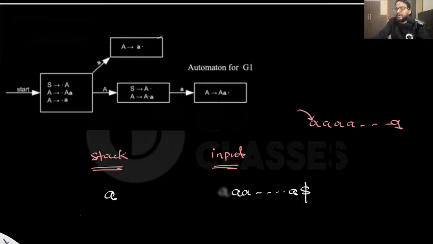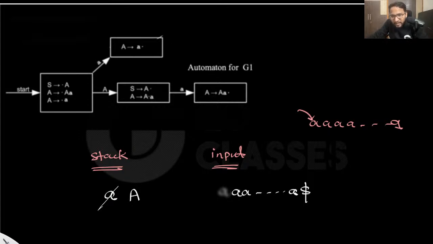Let me know if that is fine. That is called a shift action. Okay. So this is called shift action. You shifted it. Now on this a, you will check that okay, can I reduce it? Yes, because the next symbol has to be in the follow of A, which is a. You will reduce it. So you reduced it.